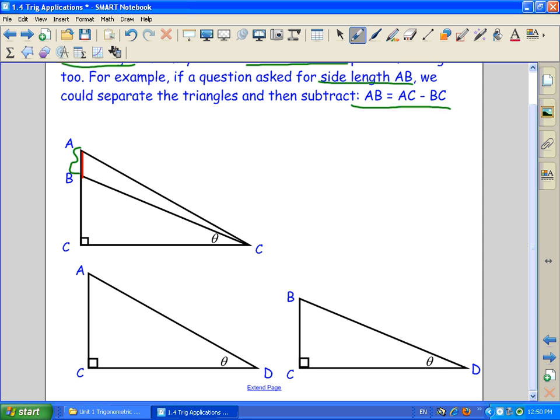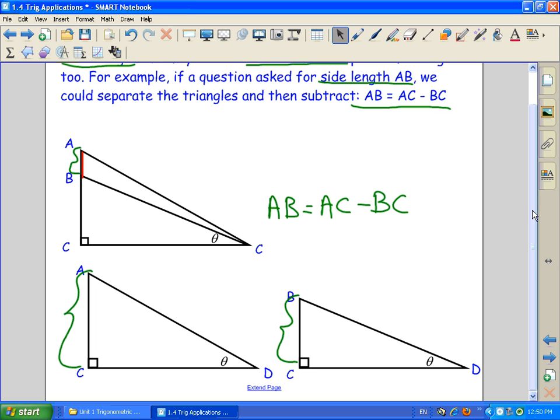So if you're trying to use SOHCAHTOA, you would have to break it down into AC, calculate that side length, then calculate BC and subtract. So again, side length AB equals AC subtract BC. So in that case, you were subtracting two triangles.